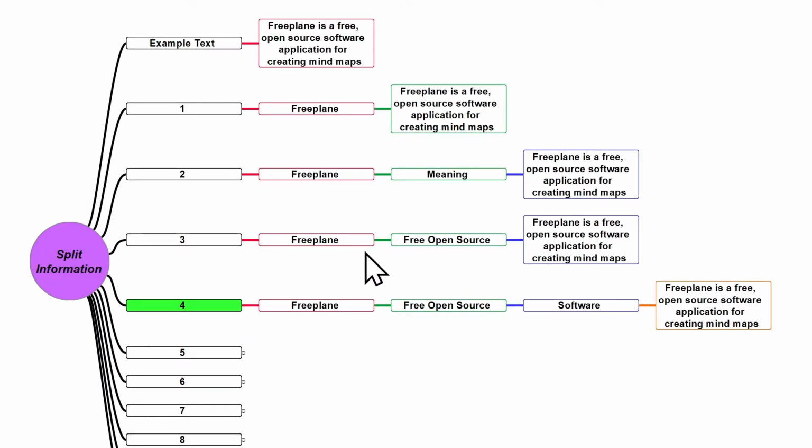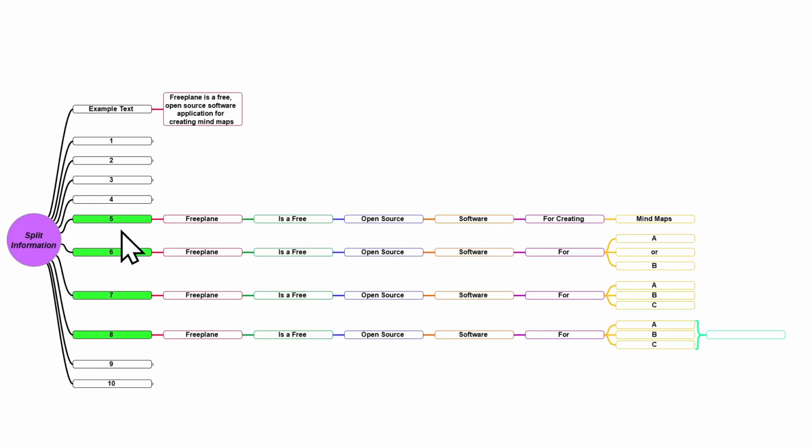And following this line of thought, like in this fourth example, you can use as many trigger words as you want, and then add this small piece of information in the end. And also in this fifth example, you can just get this small piece of information and split it in a single line. Freeplane is a free open source software for creating mind maps.